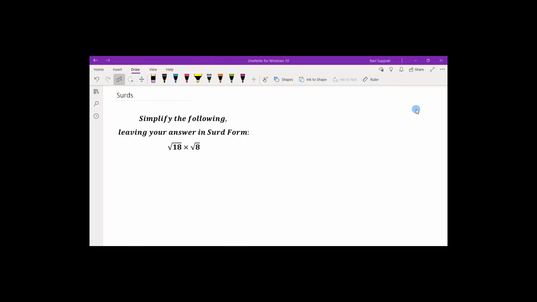Another interesting question on surds. Let's get started. Now we are given square root 18 multiplied by square root 8.